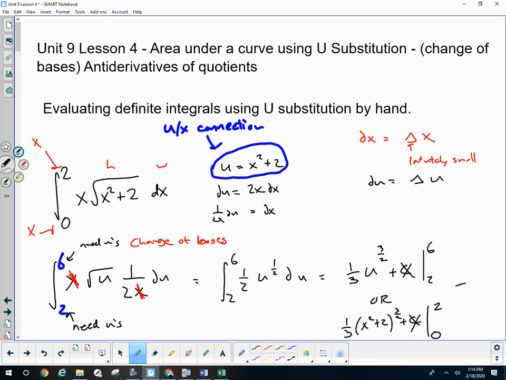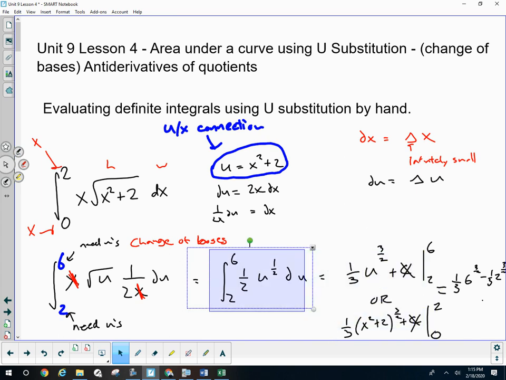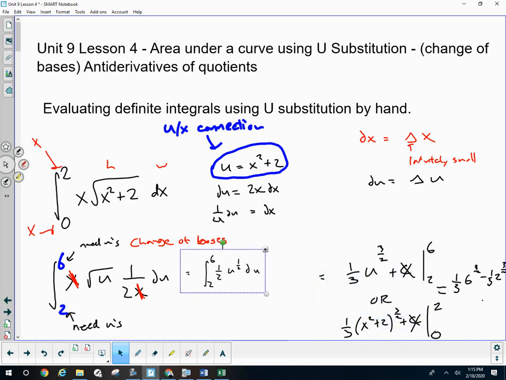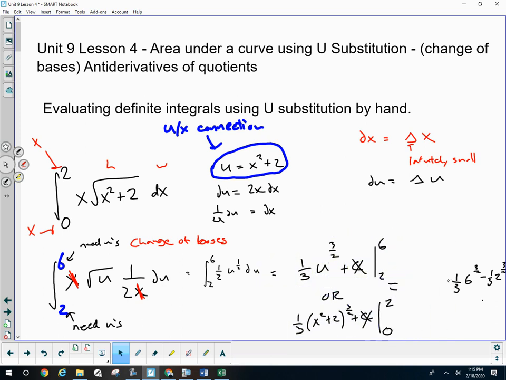Now what we find is regardless of which one we do, whether we are plugging in 6 into u and 2 into u, or 2 into x squared plus 2 and 0 into x squared plus 2, we are going to get the same answer. It's not nice, you can't simplify it, but whatever. 1/3 6 to the 3/2 minus 1/3 2 to the 3/2. Okay, if you look right here, plug in 2, that turned into 6 to the 3/2, 1/3 6 to the 3/2, 1/3 2 to the 3/2, so we end up with the same answer. Let me just move this stuff forward a bit. All right, cool.